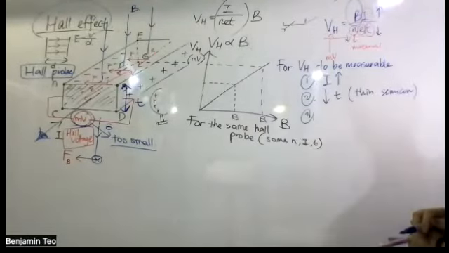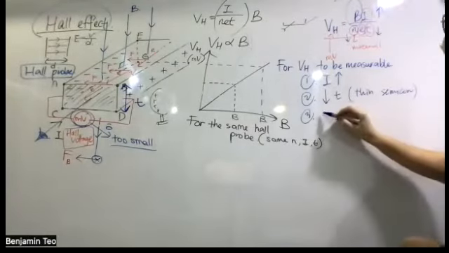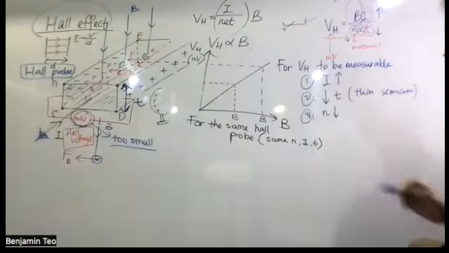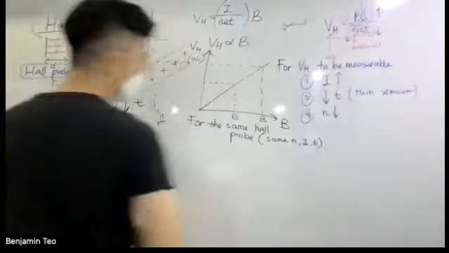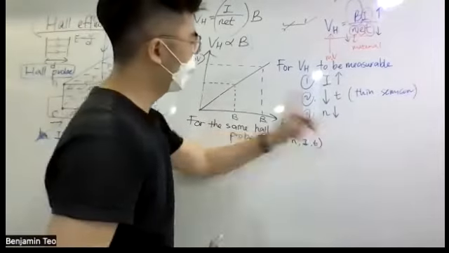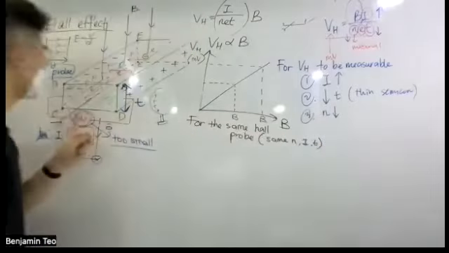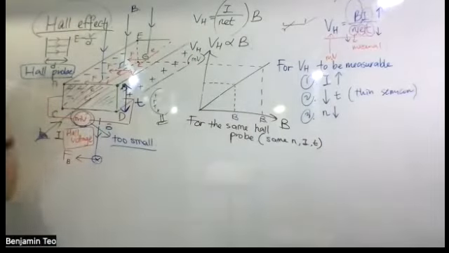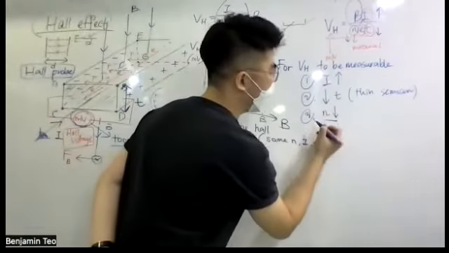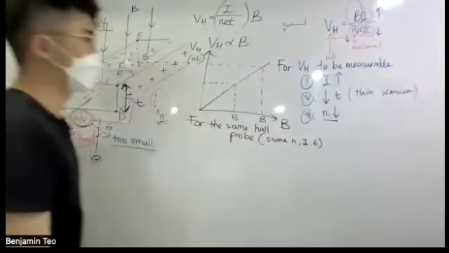Number three, we want to reduce the N. How do I reduce the N? Again, what is the N? Electron per unit volume, charge carrier per unit volume. How do I reduce the N? That is why we use a semiconductor. So our Hall probe is made of semiconductor because it has smaller N than metal.